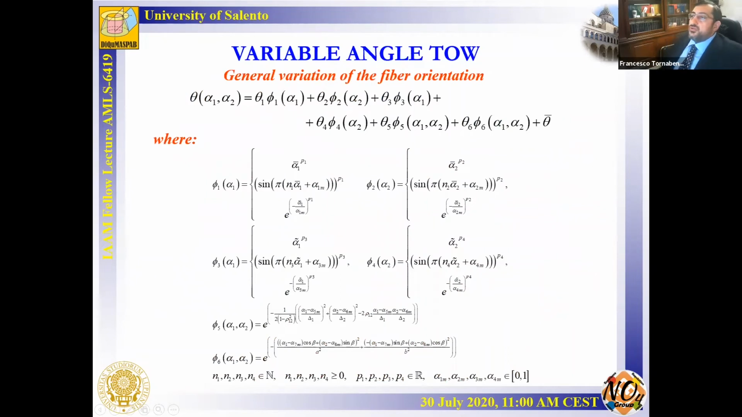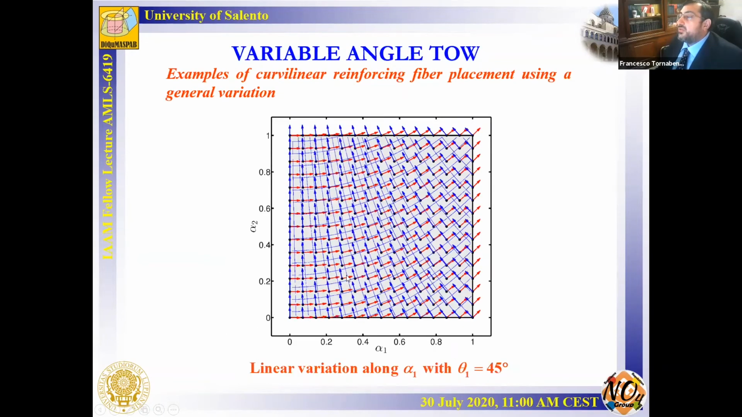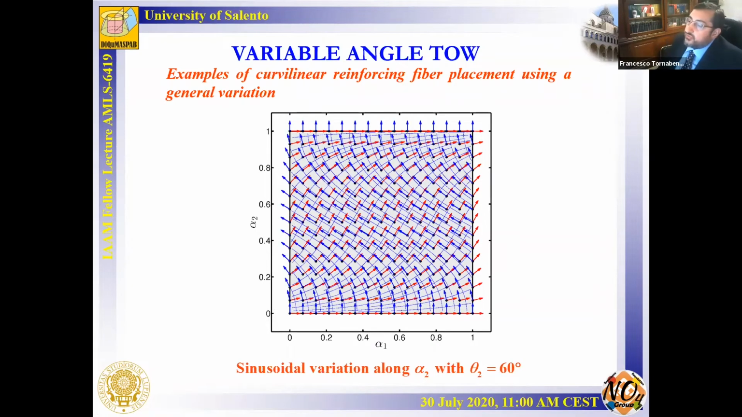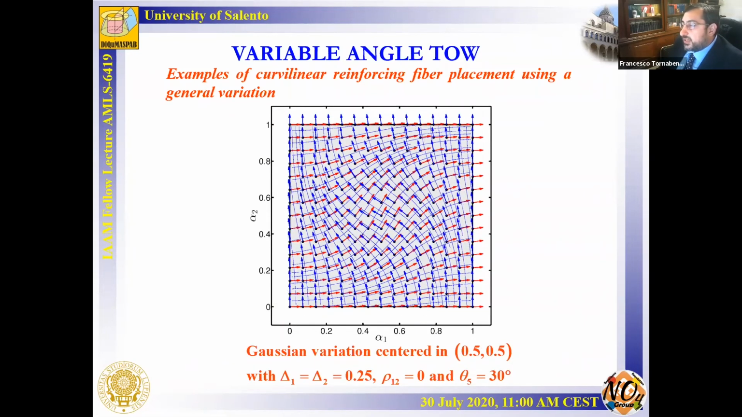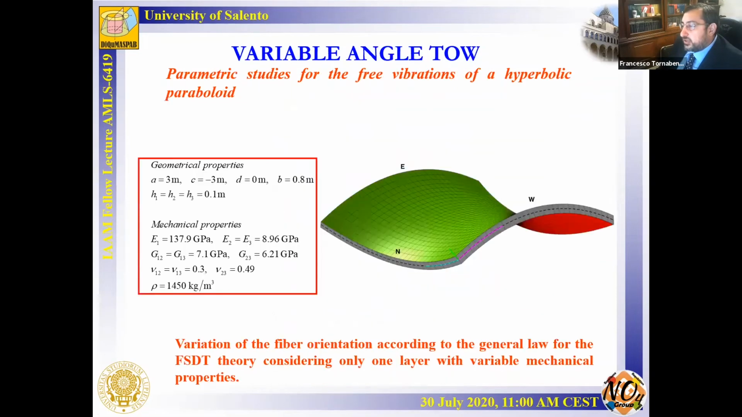But I have introduced over time a new general variation of the fiber orientation. As you can see, I can superimpose 6 different functions. For example, a power function, a sinusoidal function, an exponential function, a Gaussian function, an elliptic function, and then I can obtain these different and very complicated paths for the orientation of the fiber along the reference surface of the shells. And here I reported some complicated examples for this kind of variation.